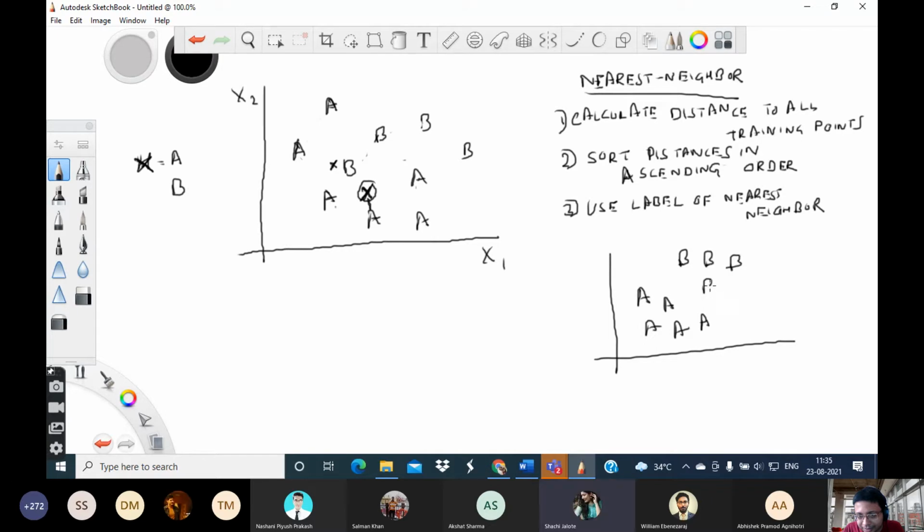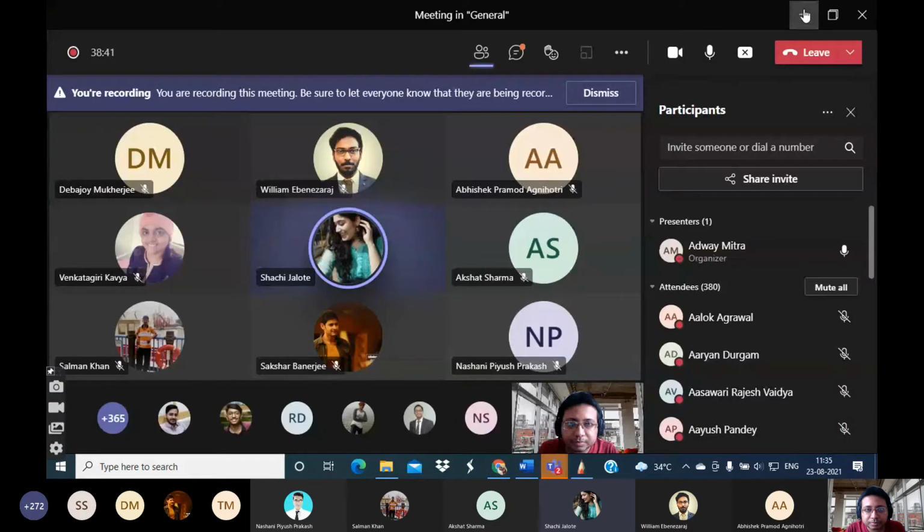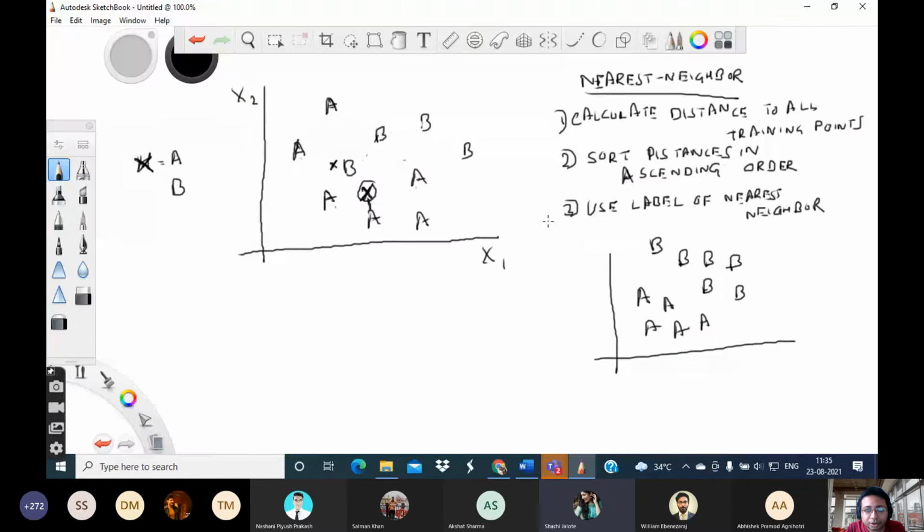Excuse me, sir. Yes. Sir, in this case, first we are sorting the distances in ascending order, and the first, which is the nearest, we draw our conclusions according to that. Sir, is there scope to take more than one feature to draw the whole conclusion, not only one feature, more than one feature?